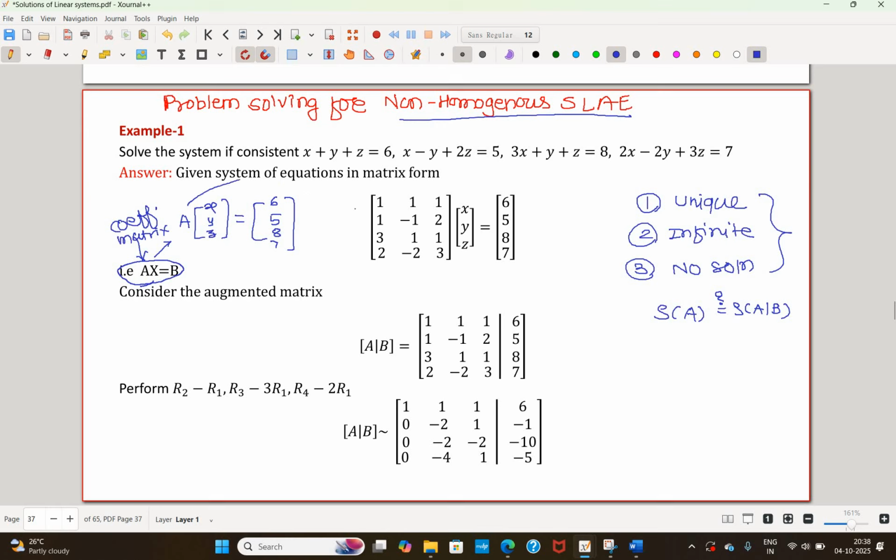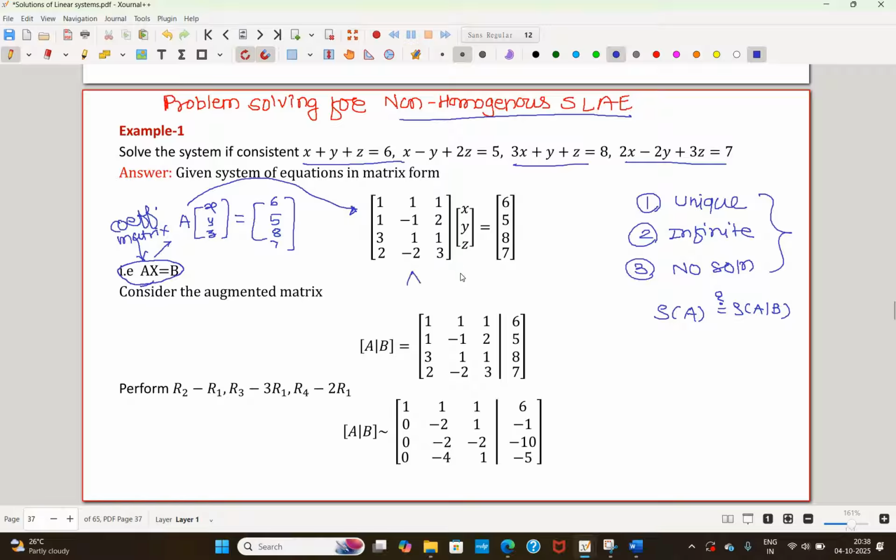Now this coefficient matrix here we already noted. These are the coefficients from the left hand side of each equation. From the first equation, the coefficient of x is 1, y is 1, z is 1. From the second equation, the coefficient of x is 1, y is minus 1, z is 2. From the third equation, x is 3, y is 1, z is 1. From the fourth equation, x is 2, y is minus 2 and z is 3.